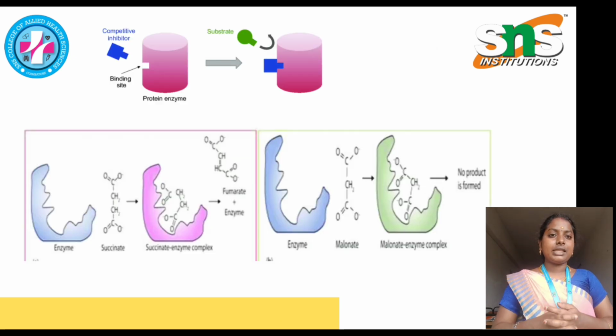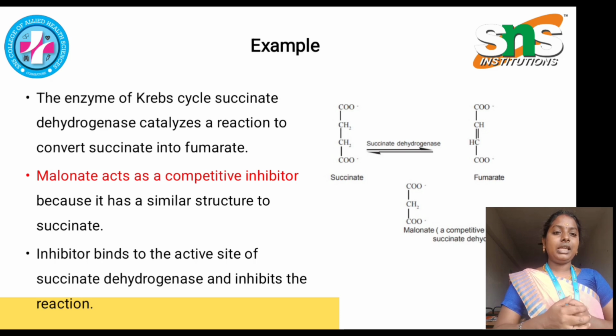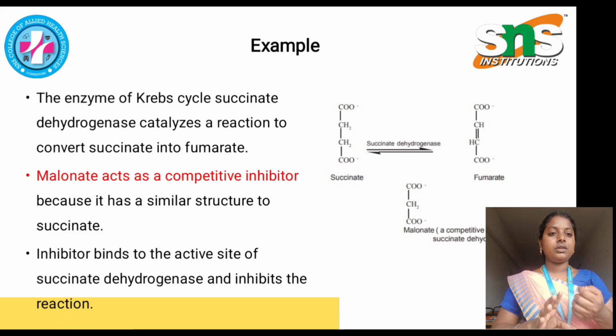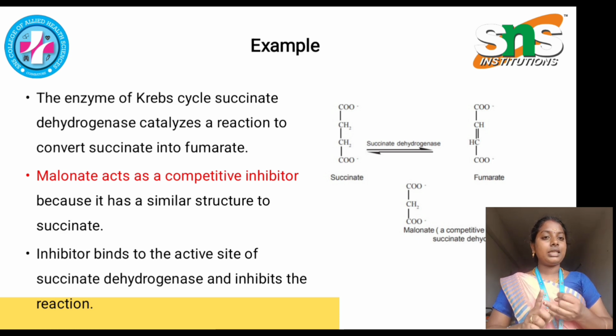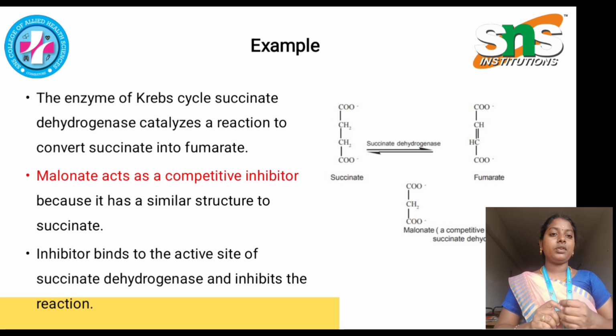A very good example of a competitive inhibitor is malonate. Malonate is a competitive inhibitor that has a structural resemblance to the substrate succinate. You can see the structural formulas for succinate and malonate here. Succinate has COOH, CH2, CH2, COOH, whereas malonate has COOH, CH2, COOH. Only one CH2 varies from succinate to malonate.